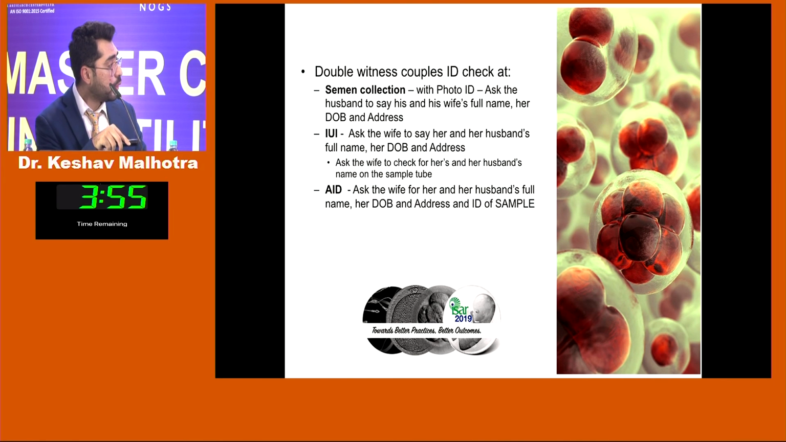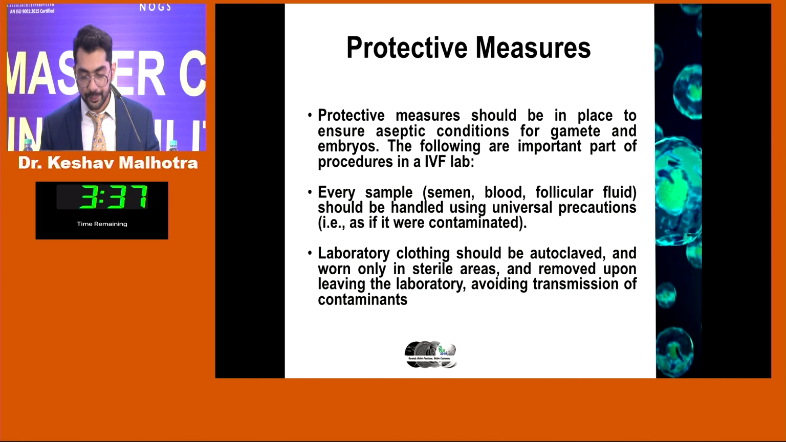And again, when you're doing AID, which is when you're using a donor sample, apart from all of these, the ID of the sample is also something that should be witnessed. And why are we witnessing the ID of the sample? Because we want to cross-check the blood group and the kind of parameters that are available for donor samples, and that should be cross-checked.